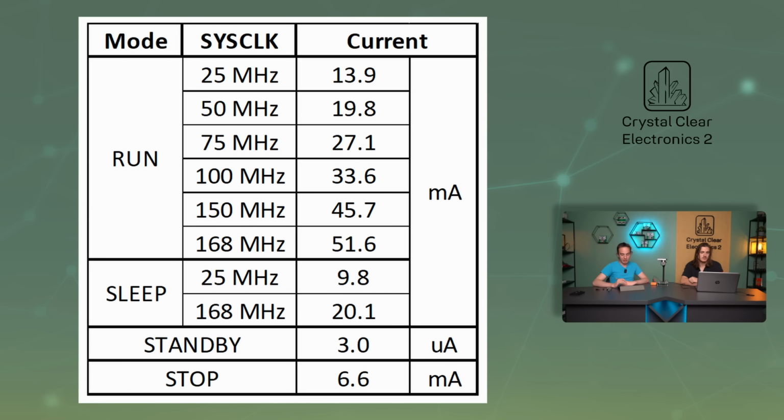In this table, you can see the values so far, plus the values measured in sleep, standby, and stop modes. The measurements confirm what we said in the previous videos. You can see that standby mode has the lowest consumption, followed by stop mode. Then comes the sleep mode, where power consumption was measured at 25 MHz and at 168 MHz clock rate.